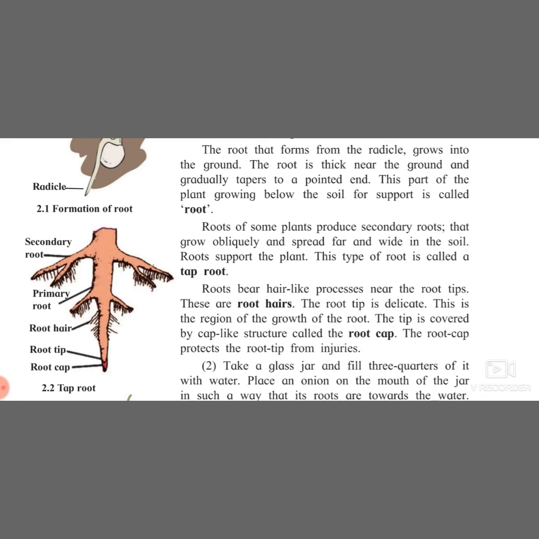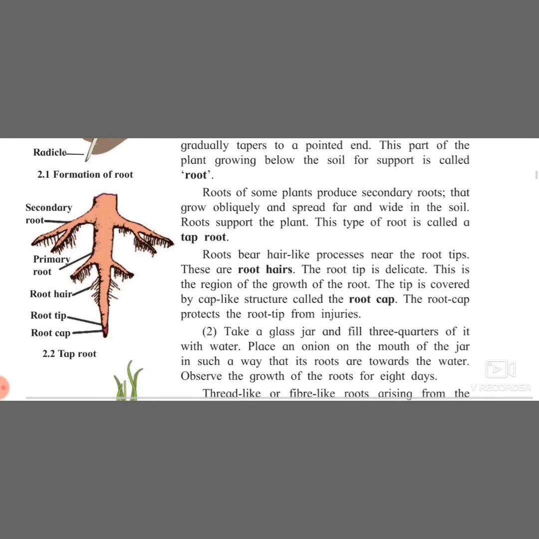So you can see the middle part which is straight is called the primary root, and whatever is coming out of it is called the secondary root. So this type of root is called a taproot. The root bears hair-like processes near the root tips. If you look at this picture, you can see small hair-like structures. That part is called the root hair.